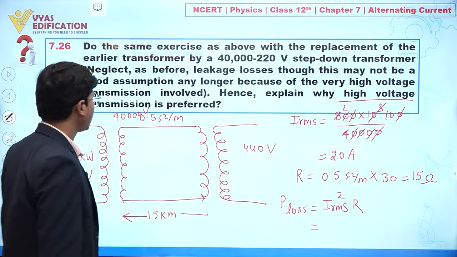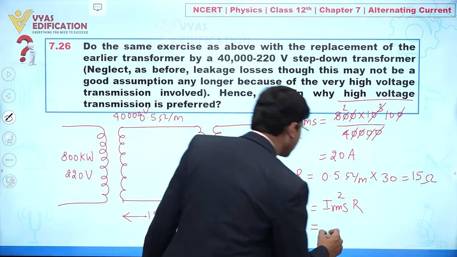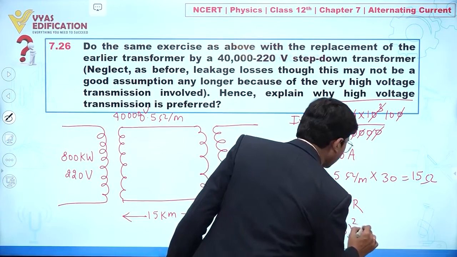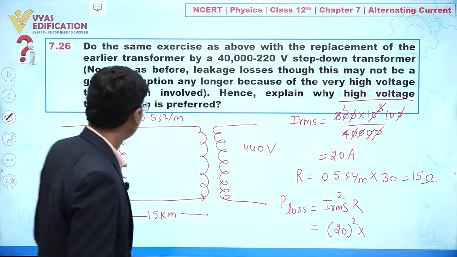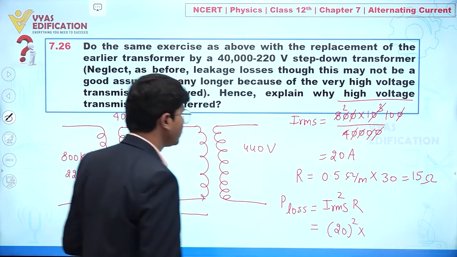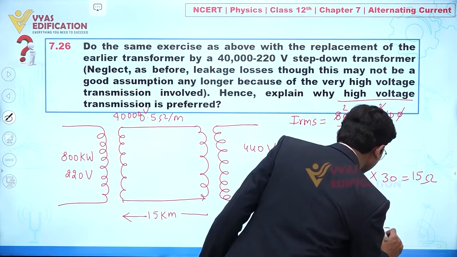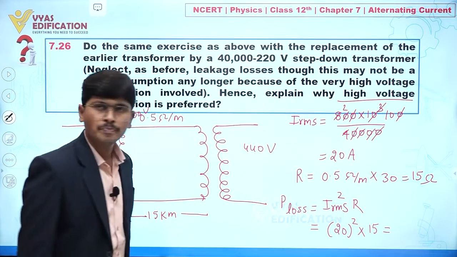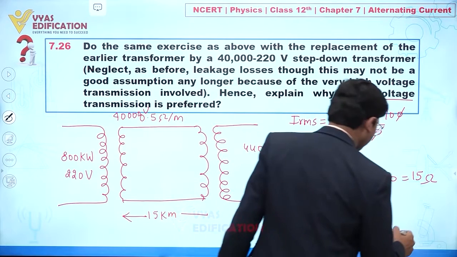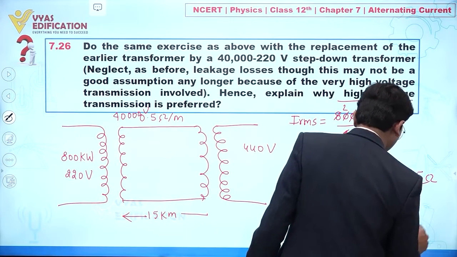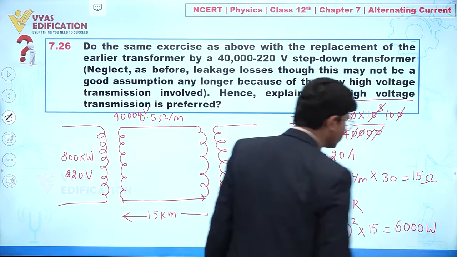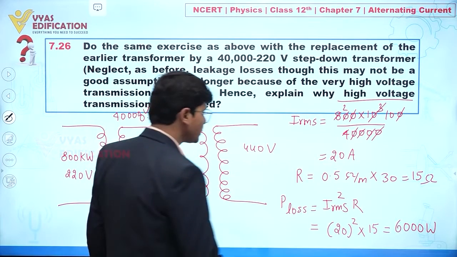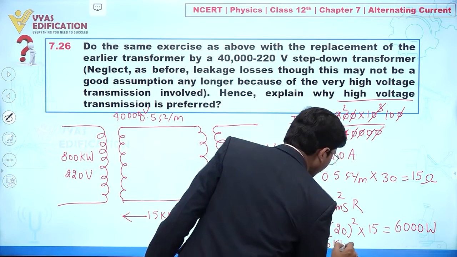What is the value of IRMS? IRMS is given to you as 20. So we can say this is 20 square multiplied with R, clear. The value of R we have is 15 ohm. So this is equal to 400 multiplied by 15, which is 6000 watt, clear, or you can say this is equal to 6 kilowatt, clear.